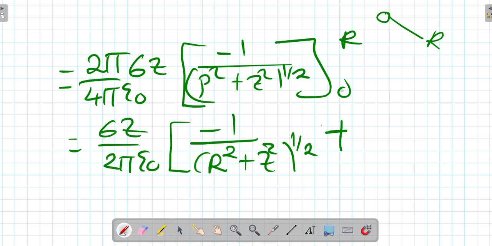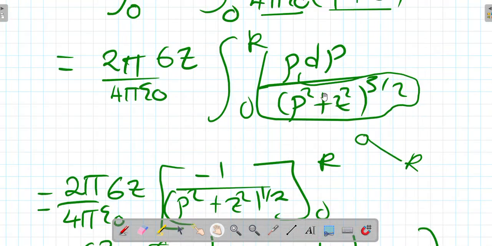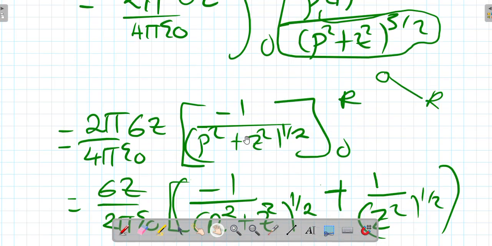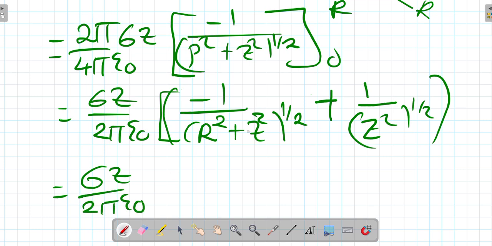Then where there's a rho, you put 0 now. So we're going to have plus 1 over z squared to the power 1 over 2. This is what we're going to have once you evaluate your integral. Everything else here is just knowing that the integral of this is equivalent to this. Then you can put r and 0, and then here you start simplifying: sigma z over 2 pi epsilon 0, and then here z squared to the power 1 over 2.